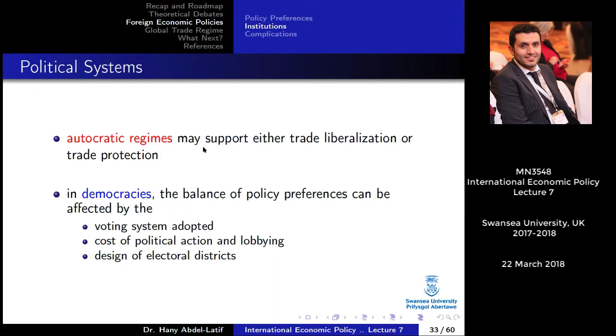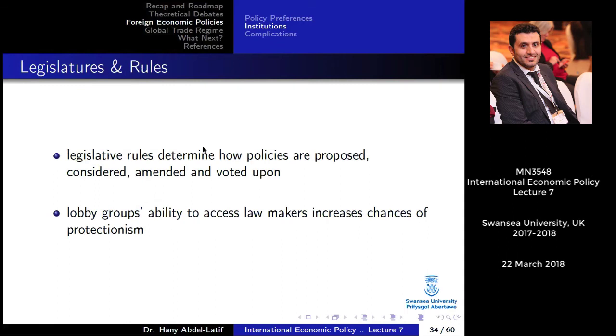Because to translate economics, or translate these preferences into policies, you need to understand the other side, which is politics. So institutions are the other side of this coin. It's important to understand rules: how legislative rules determine how policies are proposed, considered, and amended. For example, let me refer to one of the incidents we already talked about: the gun shooting that happened in the US recently in a school, and it wasn't the first time.